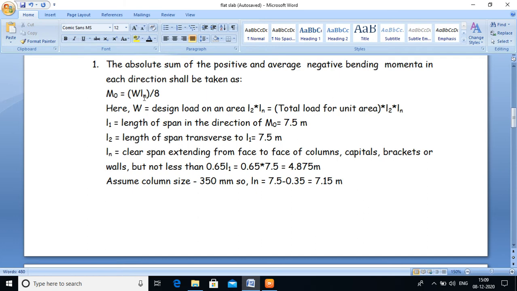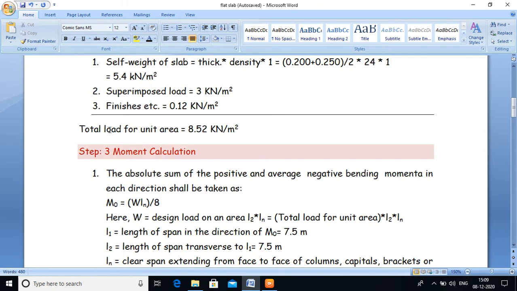Now to get this value of moment m0, we know we require the value of w and the value of ln. The value of ln is 7.15, and w we already found. W is nothing but the design load on the area L2 by ln, meaning the total load for the unit area multiplied by L2 into ln. The total load on the unit area is this much, 8.52.